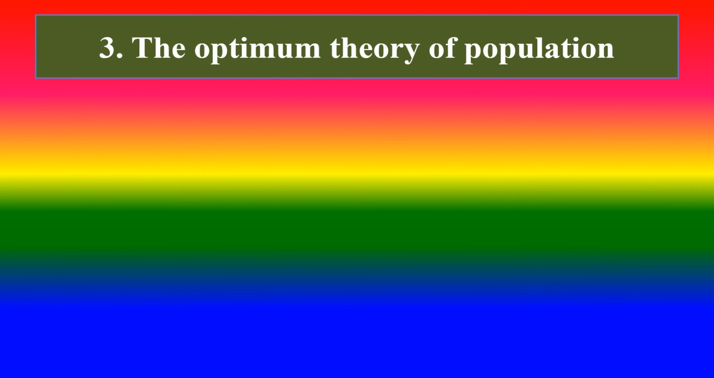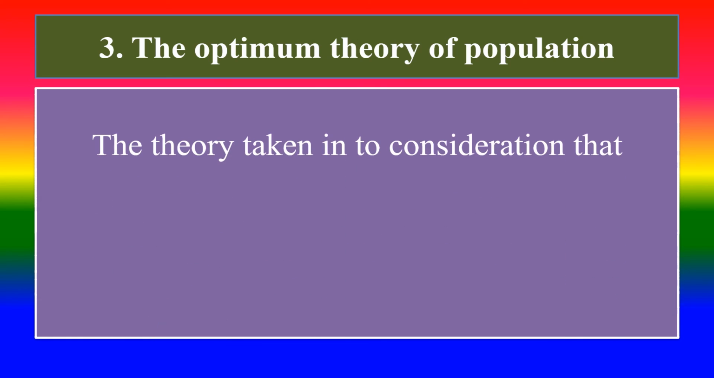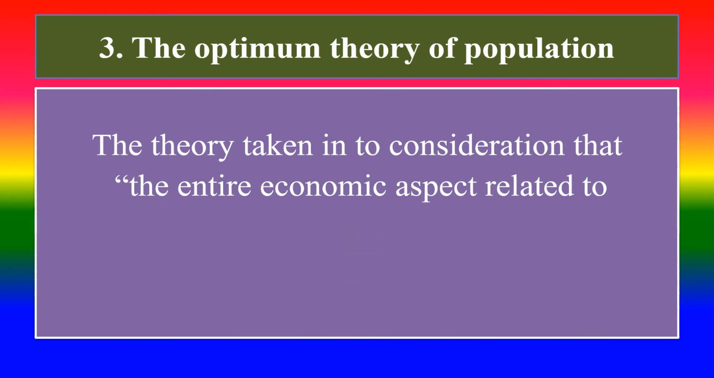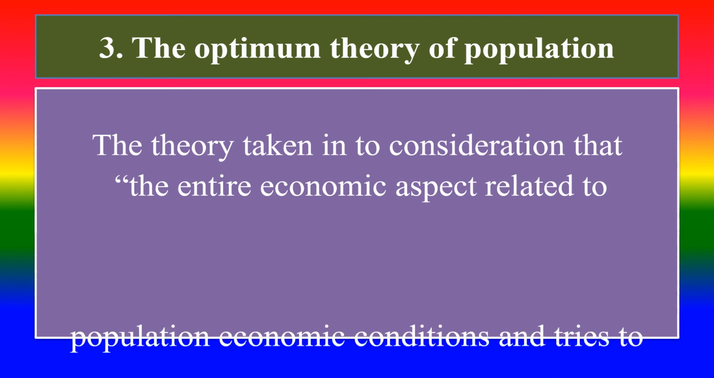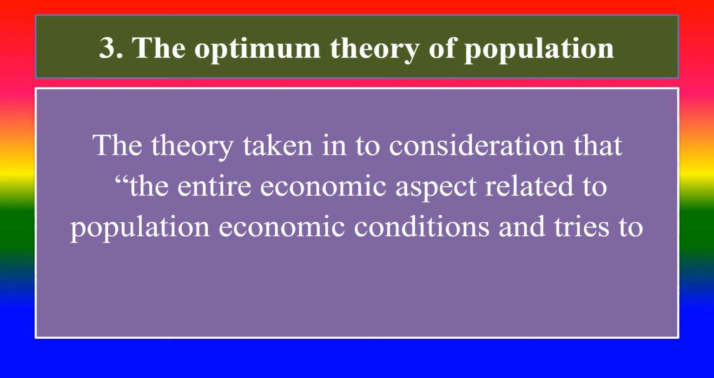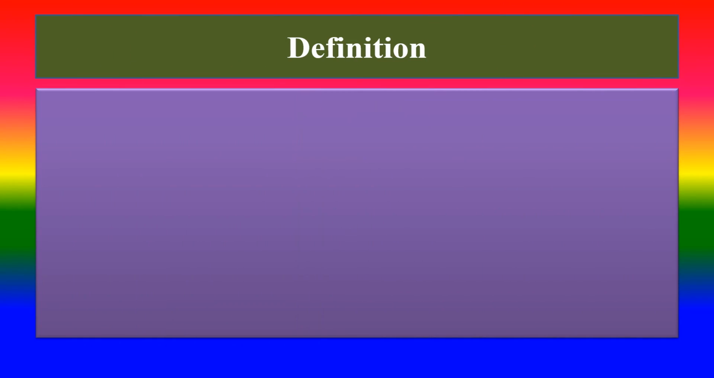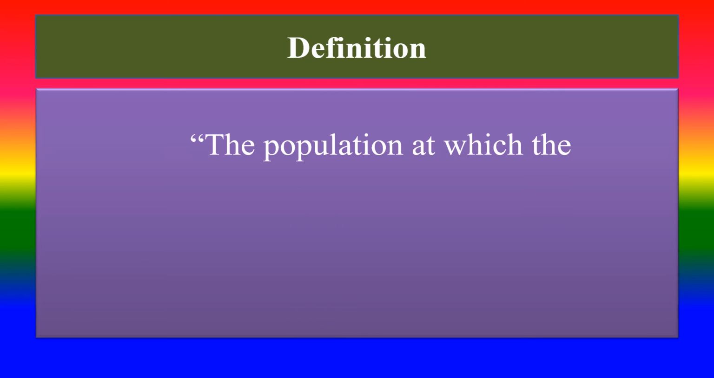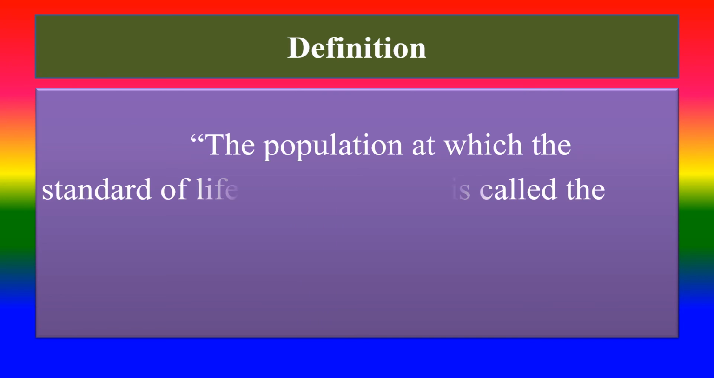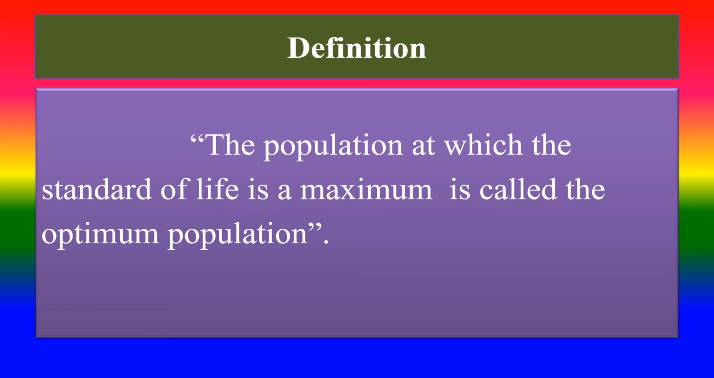Third, the optimum theory of population. The theory takes into consideration the entire economic aspect related to population, economic conditions, and thereby lays down desirable norms regarding populations. Can you define optimum theory? The population at which the standard of life is maximum is called the optimum population.